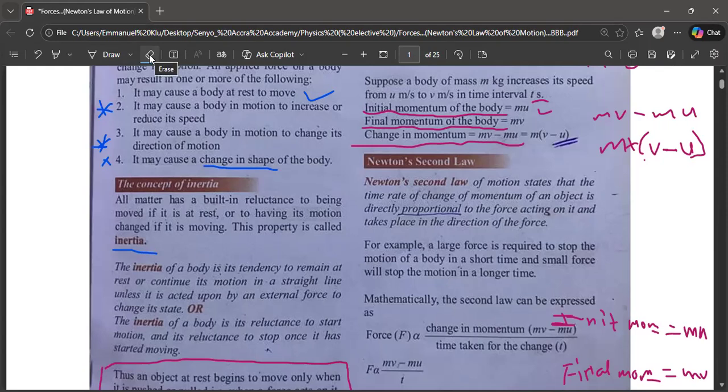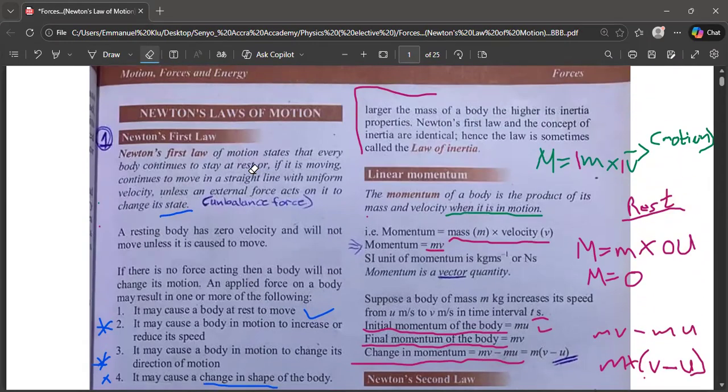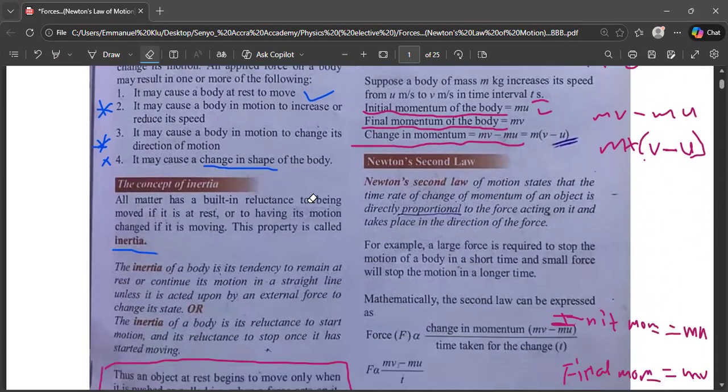Newton's first law of motion states that... Before you continue, do you have any question to ask on Newton's first law of motion? Any scenario? Any practical question? No? All right, so you can proceed to Newton's second law of motion.